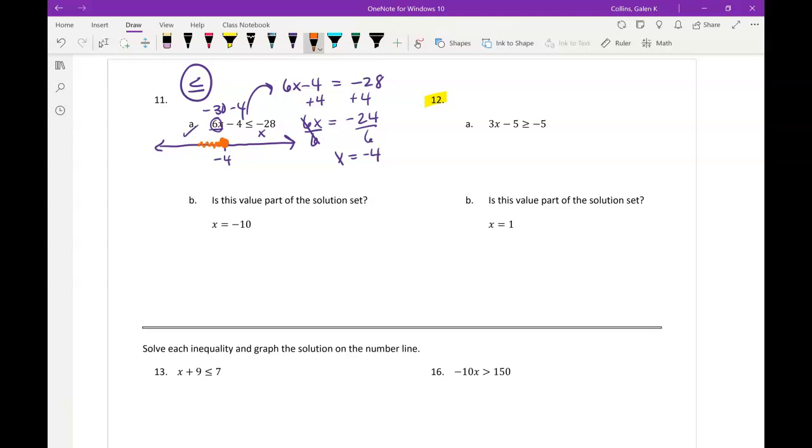I'm just going to shade in this direction. Again, I'm going to answer that by saying x is less than or equal to negative 4. And I could write this as an interval. So from negative infinity to negative 4. Remember, we use a bracket here because of the or equal to. Is the value negative 10 part of the solution set? Why, yes, it is. Negative 10 is on that interval.